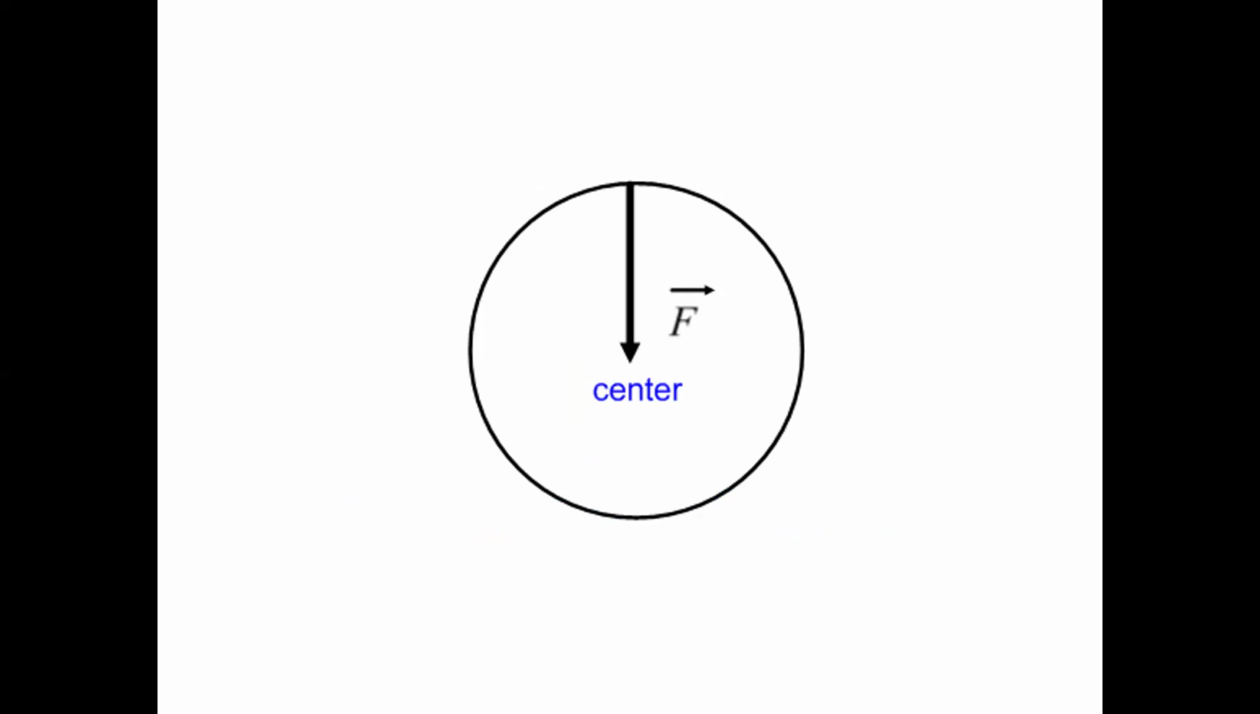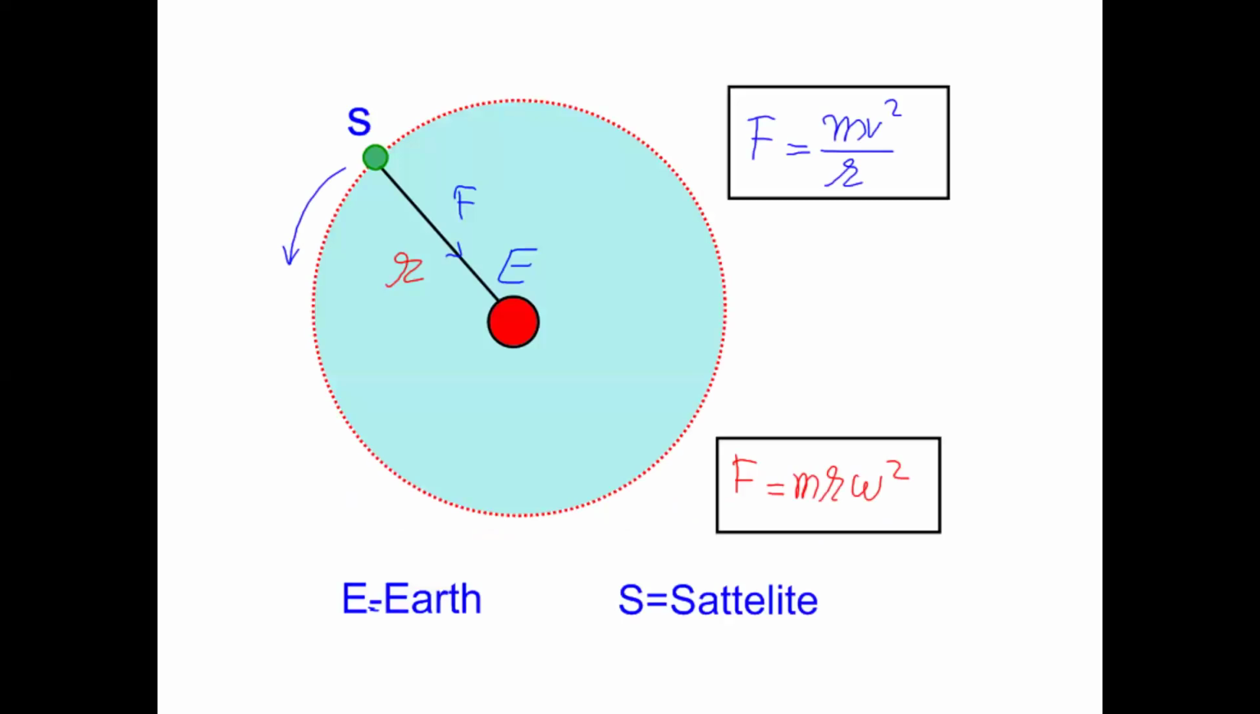Centripetal force is the force which is directed towards the center. Now, this is our recall. Centripetal force has two formulas. Can you recall the centripetal force formula? One is F equals mv squared upon r. And what is the second formula? m r omega squared. The satellite is here. This satellite is orbiting the Earth.